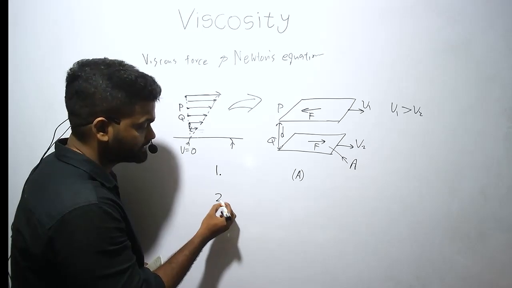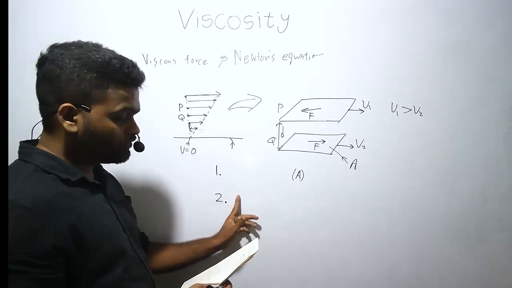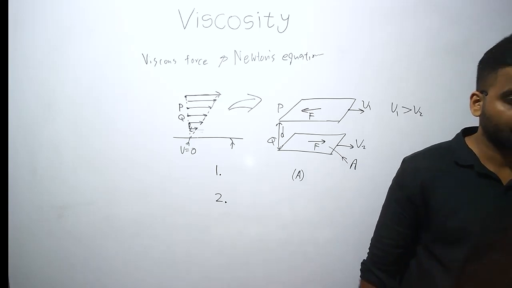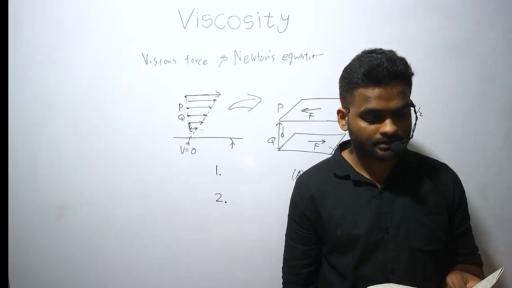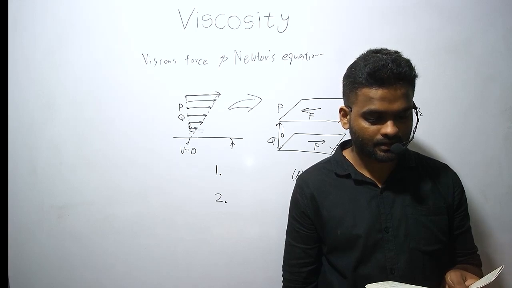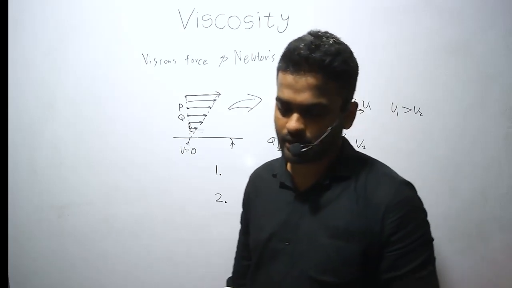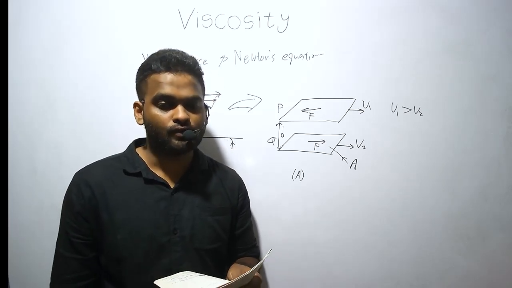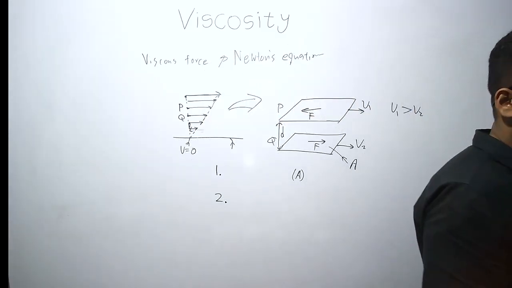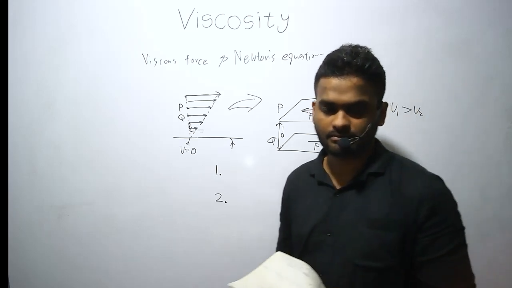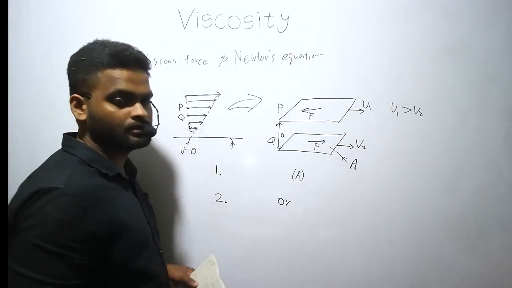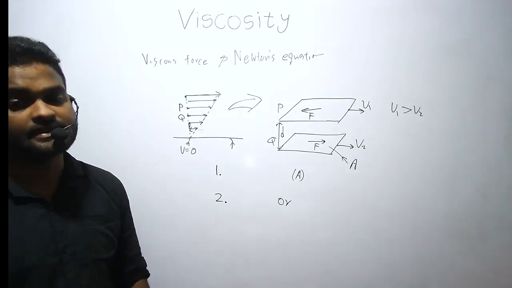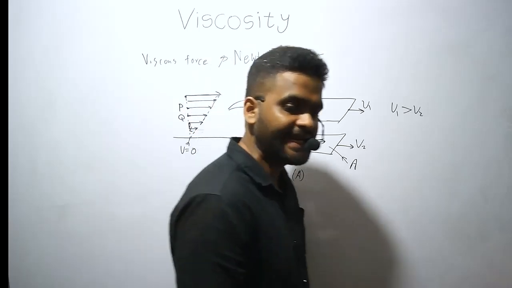And then the second quantity. Write down velocity difference along a perpendicular unit length, or velocity gradient.